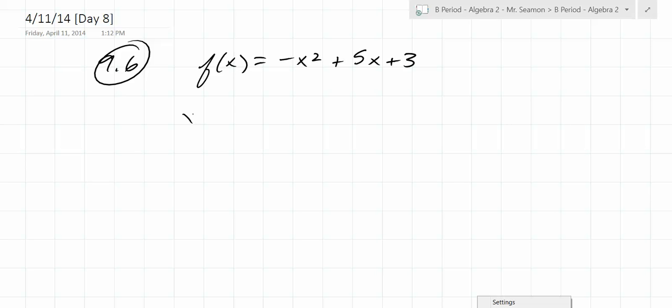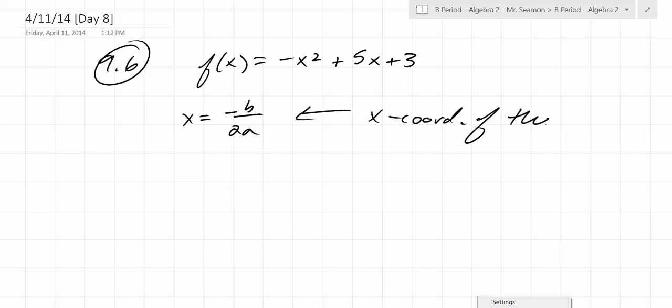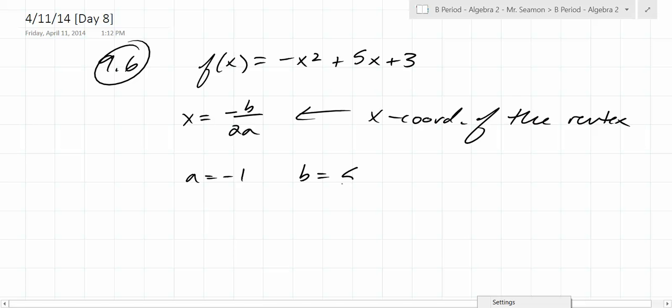Which you know is always going to be what? Negative b over 2a. That's the x-coordinate of the vertex. So in this case, a is -1 and b is 5. So x is going to be what? Negative 5 over 2 times -1, and you end up with 5 over 2. So that's the x-coordinate of the vertex.